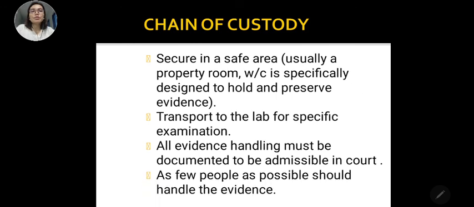As few people as possible should handle the evidence. Kung wala naman siyang kinalaman sa kaso at sa examination ng evidence, it is better na hindi na siya mag-handle ng evidence na yon para mas malesen natin yung length or yung chain of custody. Okay?